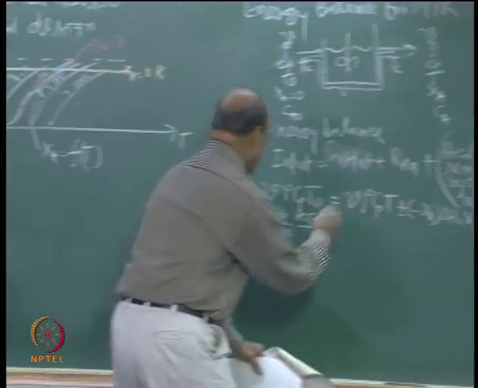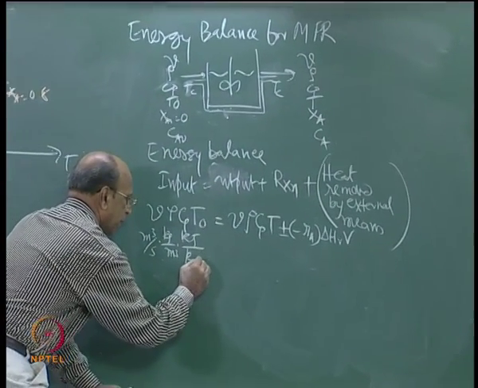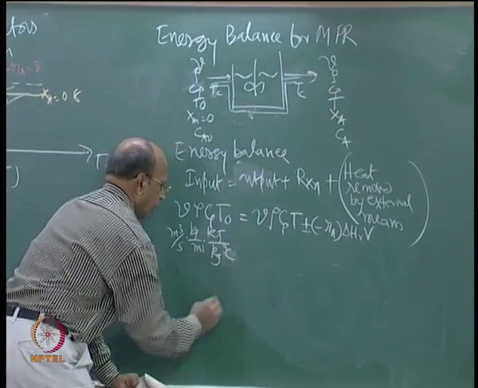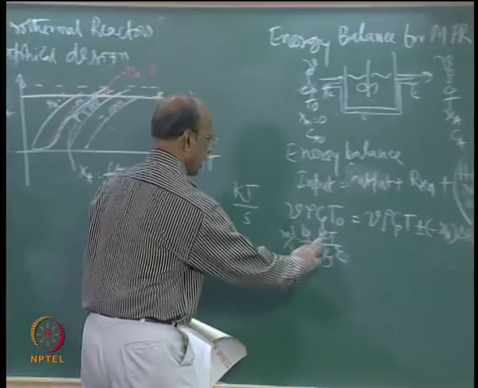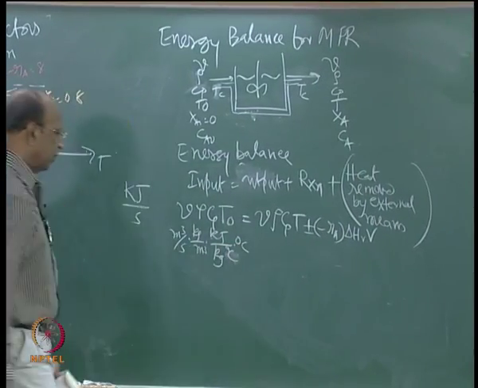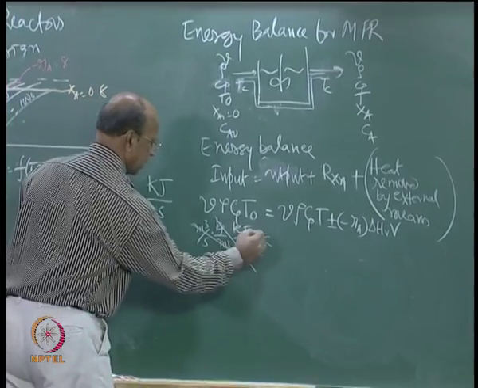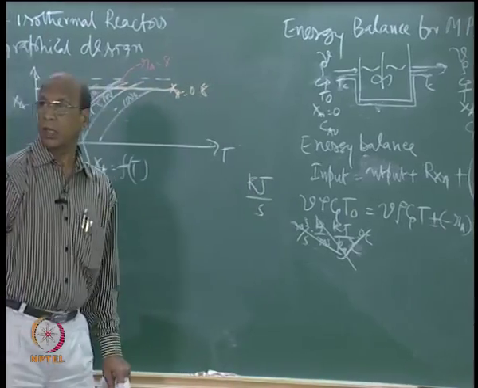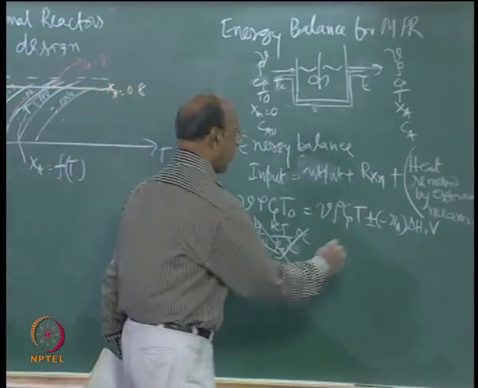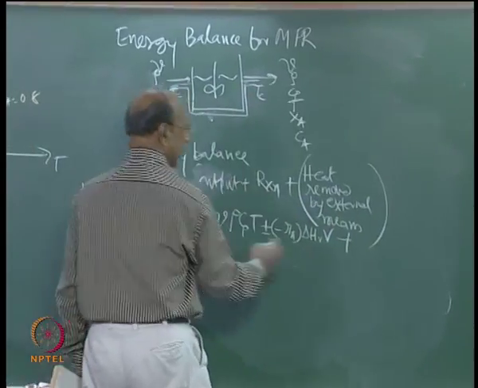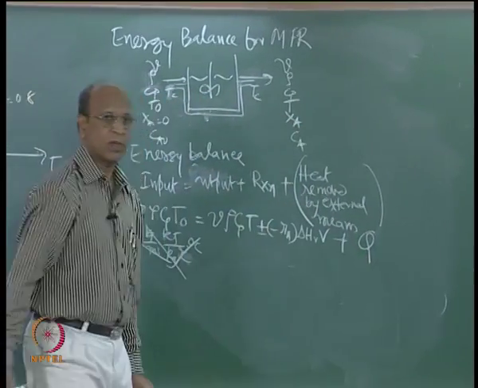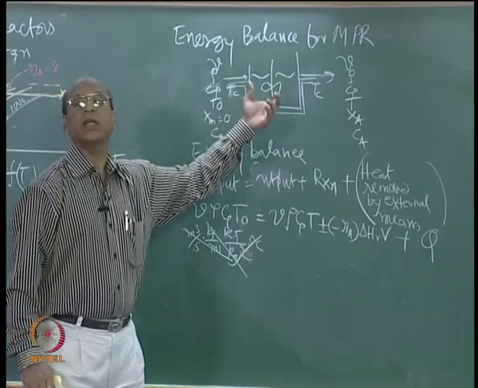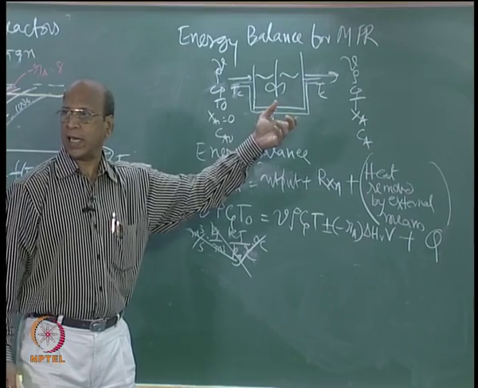That is why it is better to write it. In this case it is kJ per kg per degree Kelvin, or maybe degree centigrade I will put here, that doesn't matter. So this is cancelled, this is cancelled, this is cancelled, I have kg per second, correct. So that is the balance we are making, plus I have this external means as simply Q, where Q equals U A delta T.